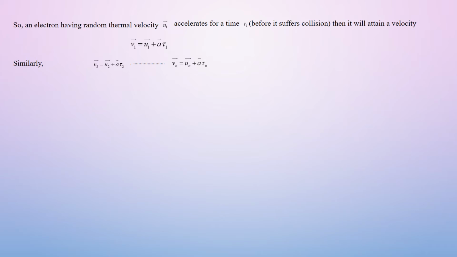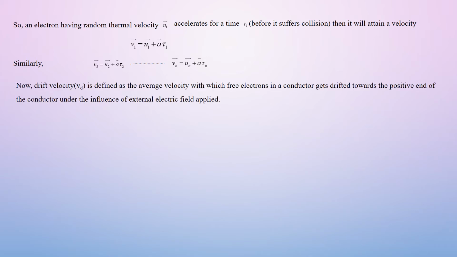Now, let us define drift velocity. So drift velocity is defined as the average velocity with which free electrons in a conductor get drifted towards the positive end of the conductor under the influence of external applied electric field. That is, the average velocity with which electrons are moving in a conductor under the influence of external electric field is called drift velocity.